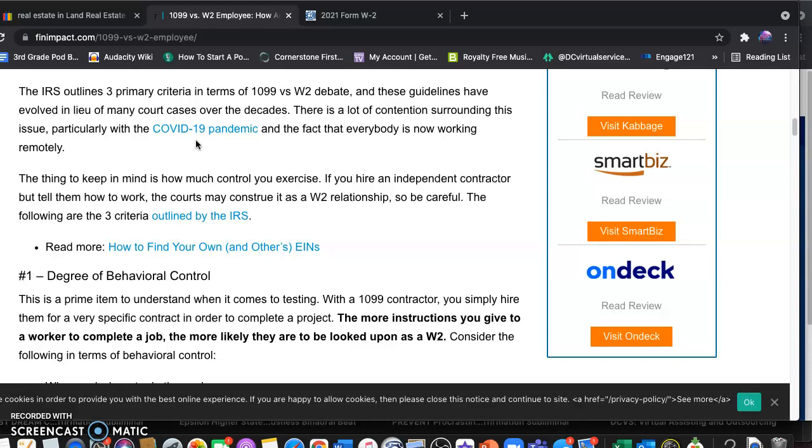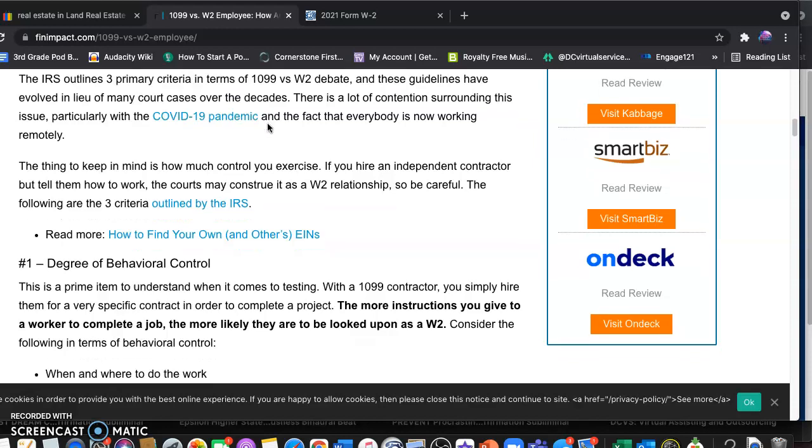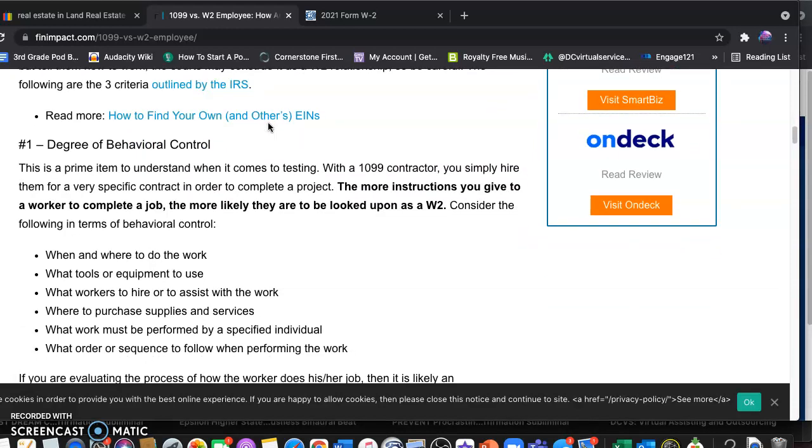Because everyone is now working remotely, like I was saying earlier, everybody's working remotely due to the pandemic. So this is very important. And again, it's two different realms, two different sides of the same coin. So the first test that the IRS does is degree of behavior control. So how are you controlled?